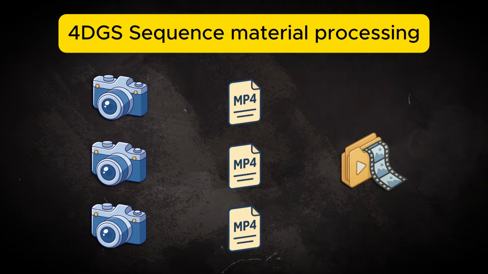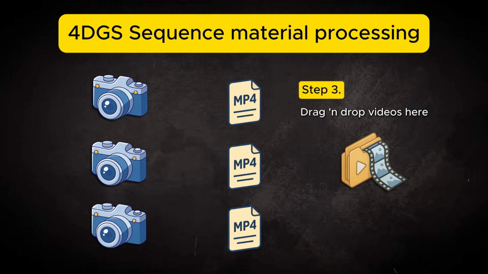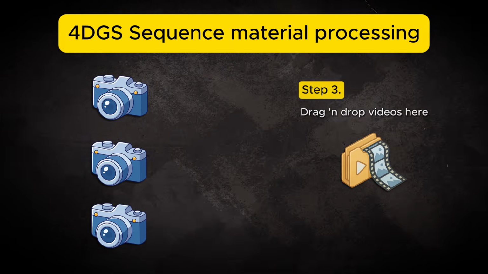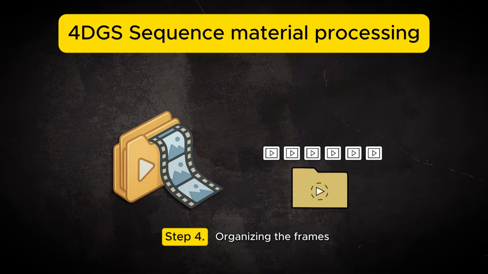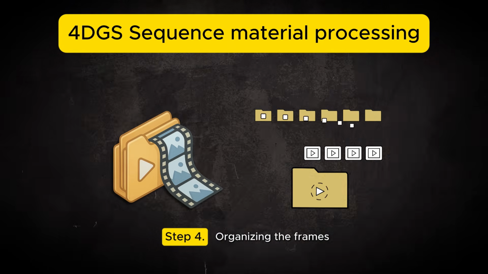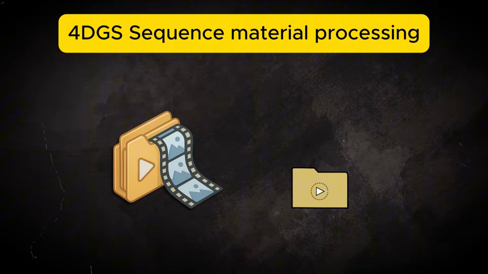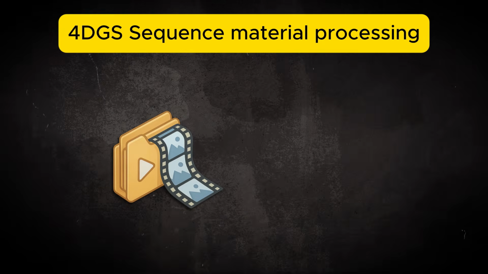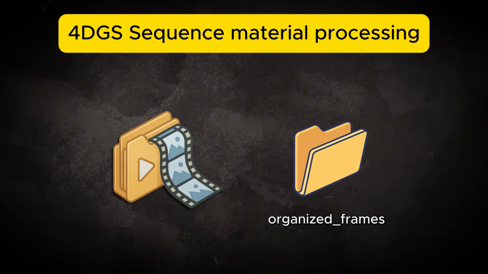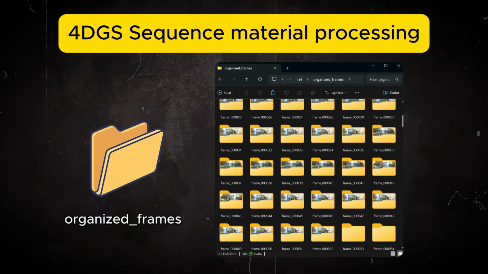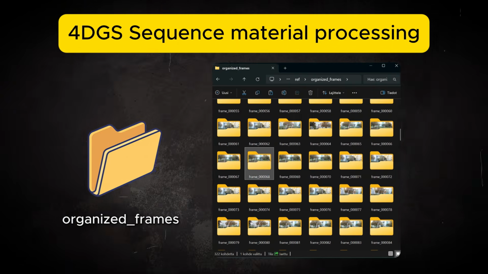Then we can open the image organizer software that I developed and drag all these synchronized source videos into it. The script goes through each video frame by frame and organizes the image from each angle into the designated frame folder. So when the process of this step is complete, we will have a folder called Organized Frames. And now from here we can select any frame folder for reference processing, which will be performed in the Postshot program.